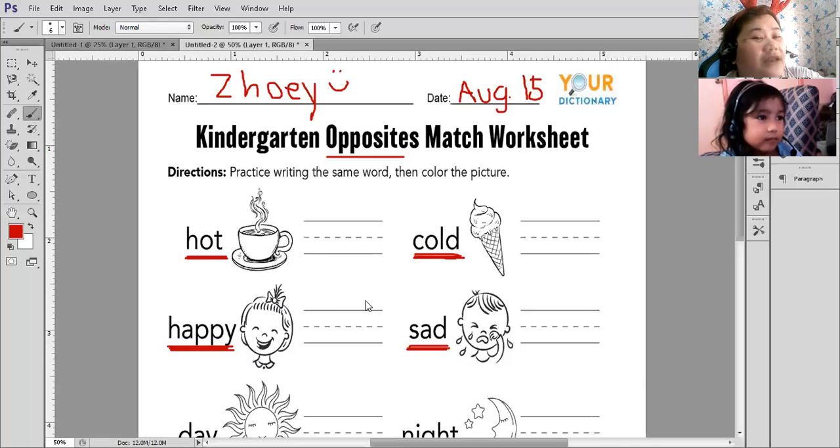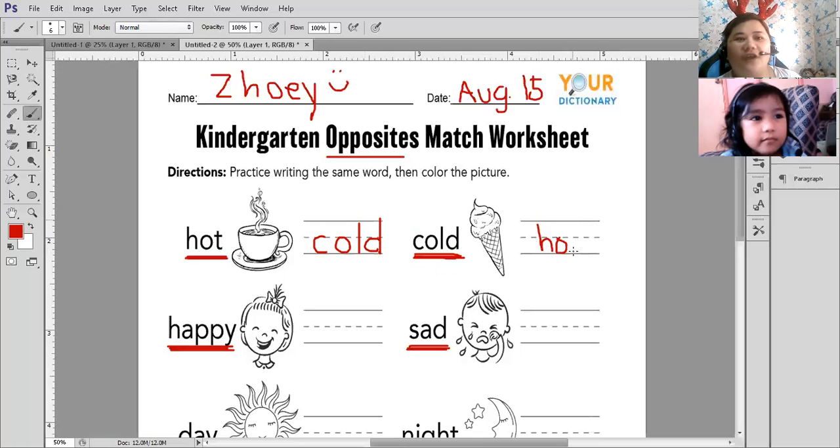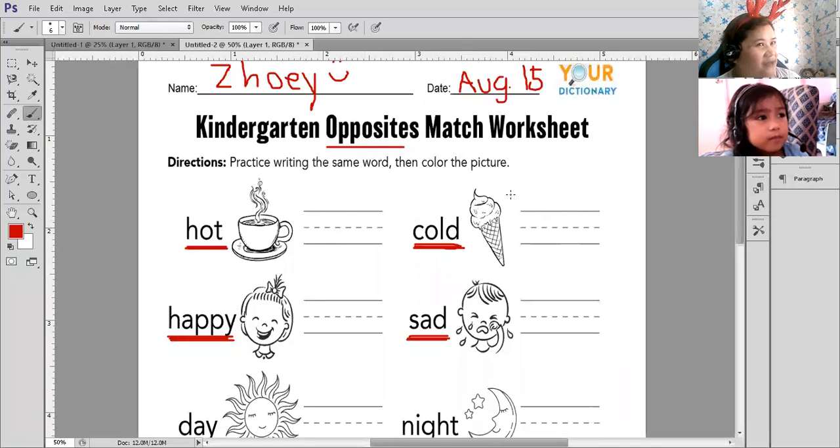Very good. Now, our activity, Zoe, is you're going to write the opposite of the word hot. Sabi mo kanina, the opposite of the word hot is cold. So, I want you to write the word cold here. Copy mo ito dito, okay? We are going to write the word cold here, like this one. Hot, cold. Very good. Are you ready to write?